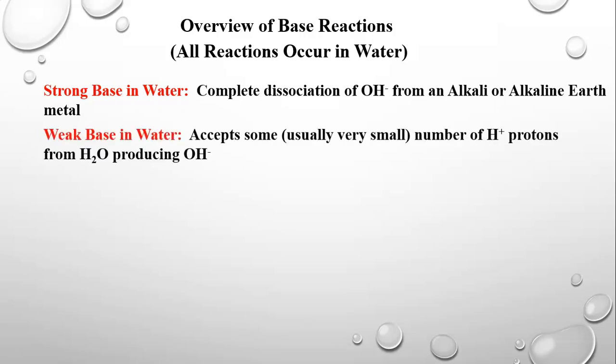The second one is a weak base in water. So what a weak base does is it accepts some, usually a very small number of protons from a water molecule to produce a hydroxide ion. In other words, it breaks a water molecule in two. And the weak base takes the proton on, and then it leaves behind in the solution the hydroxide, the OH-, which is simply a water molecule minus a proton.